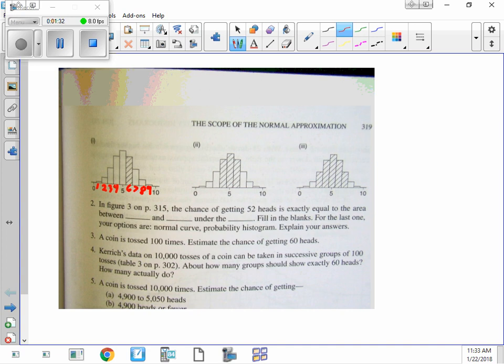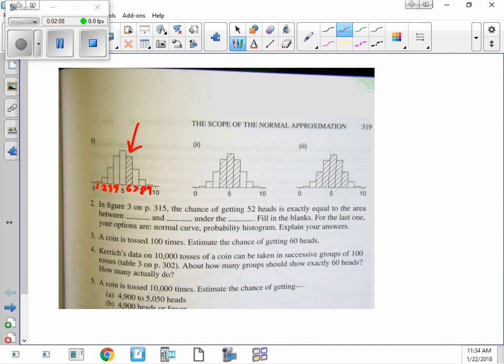So I play the game and I get 2 heads. You play the game, you get 6 heads. Somebody else plays the game, they get 7 heads. We want to know the chance of getting each one. Well, here's the probability histogram. Which one represents how many times people who played the game got 6 heads? That would be this column. The area is the chance of getting 6 heads.